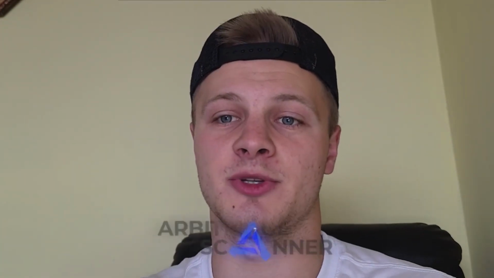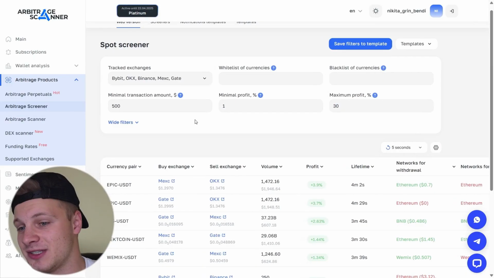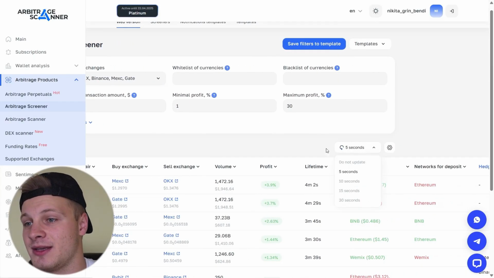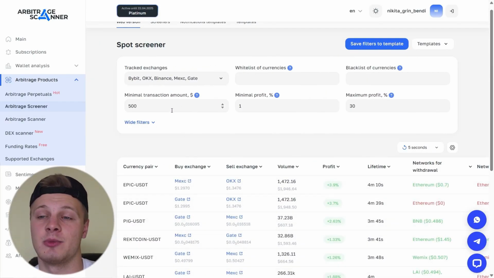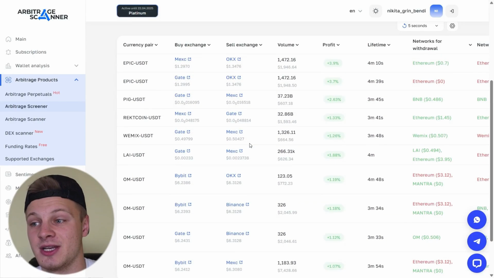I use the service Arbitrage Scanner. We go to Arbitrage Products, Arbitrage Screener, and check out the deals here. So here you set the refresh rate, here you adjust the settings, like the minimum amount you want to trade, the minimum profit, and it shows you all of this, what deals are currently available.